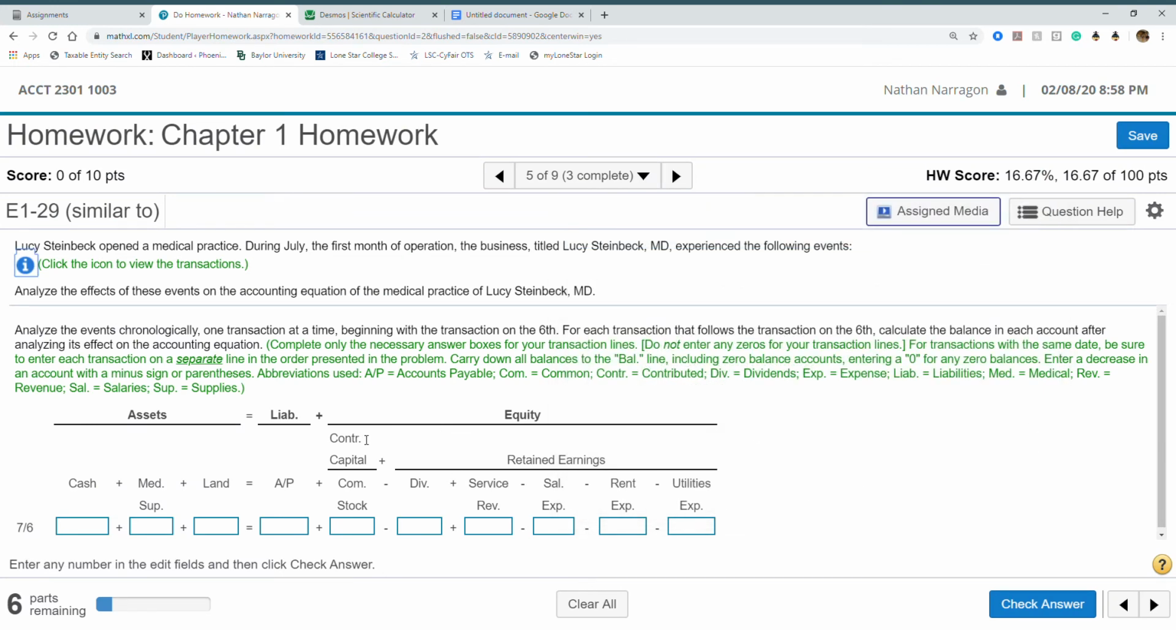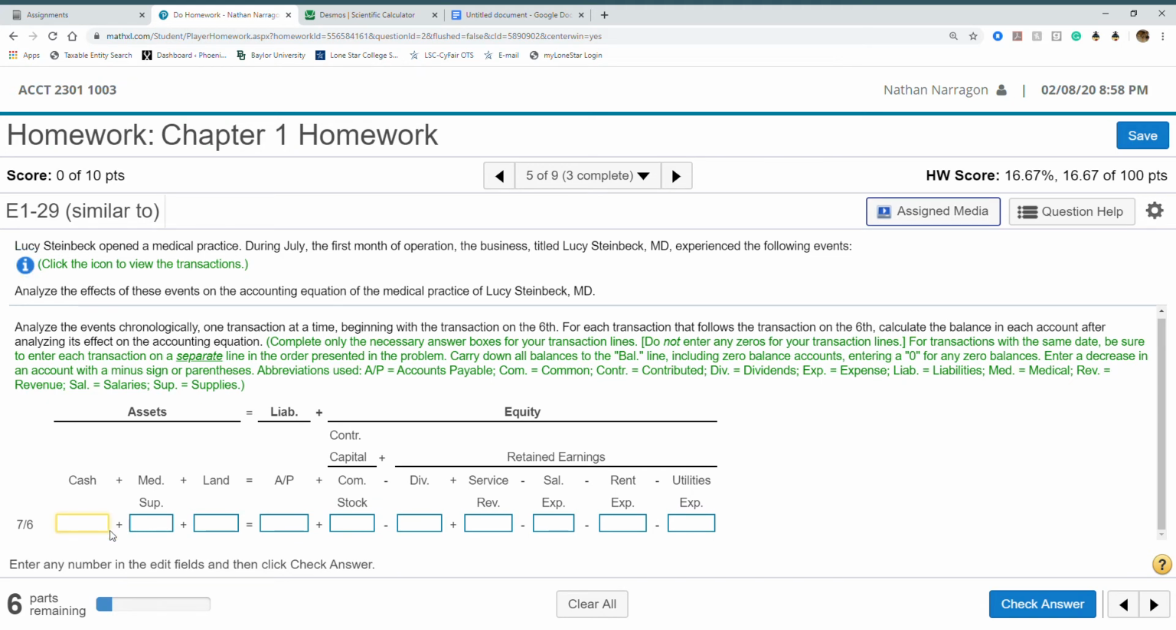Okay, so July 6th, we received a contribution of $56,000 from Steinbeck. Oh, excuse me. And opened a bank account in the name of L. Steinbeck, MD. Corporation issued common stock to Steinbeck. So, make sure we read this. Complete only the necessary answer boxes for your transaction lines. Do not enter any zeros. For transactions with the same date, be sure to enter each transaction on separate lines.